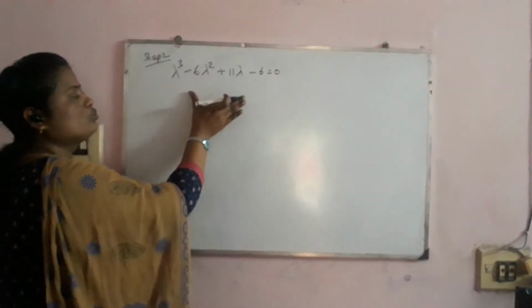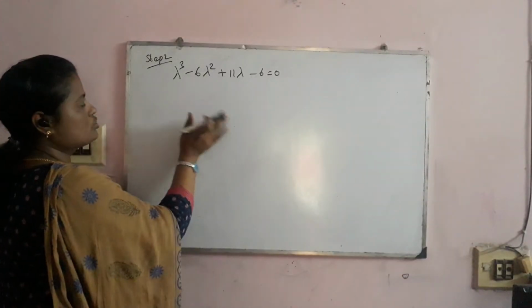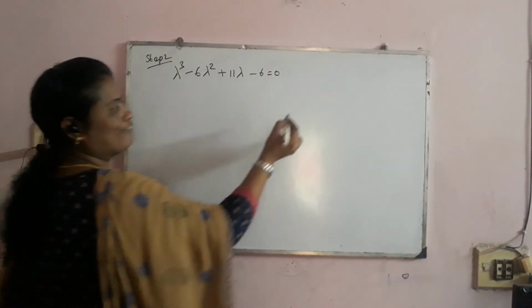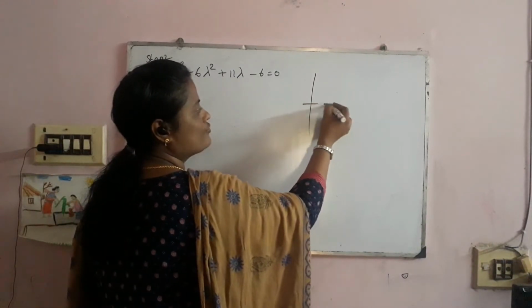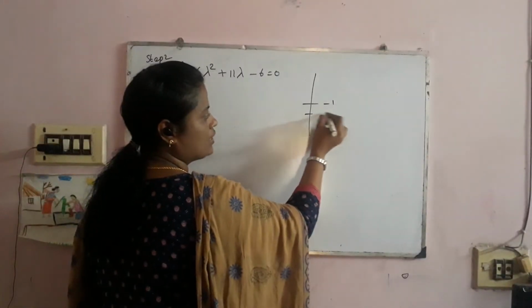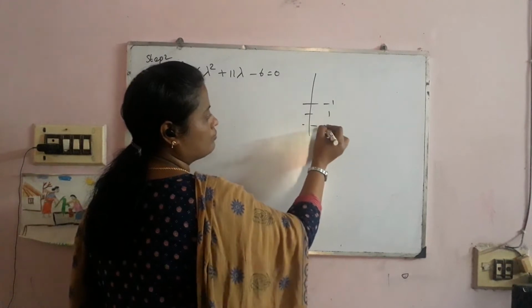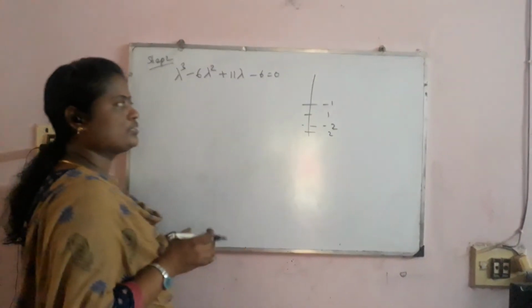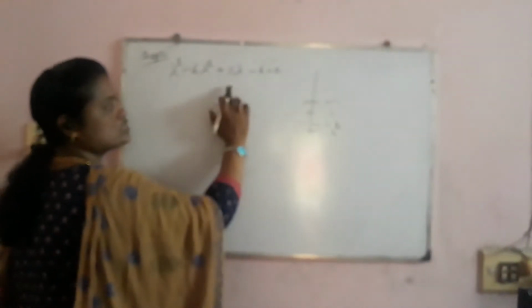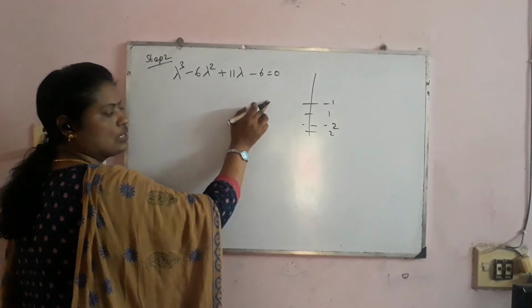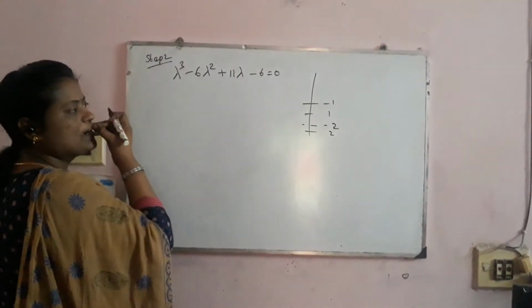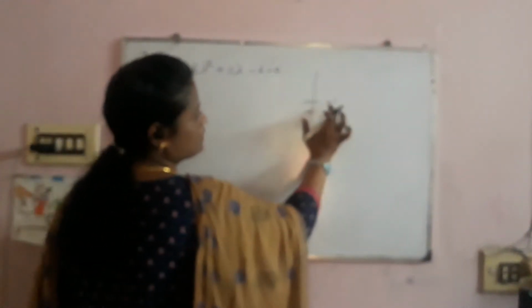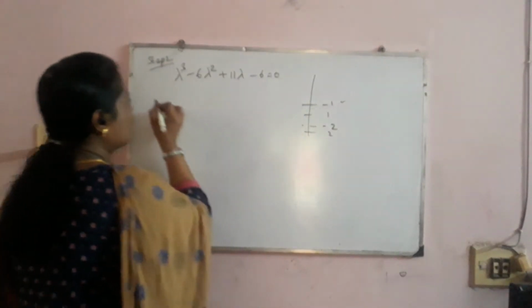So, here you have to go for the trial and error method. Trial and error method means you have to put a chart. First, you have to select -1, then +1, -2, +2. If lambda is equal to -1 and the equation gives 0 equal to 0, that is your first root. So, I am going to use the trial and error method. First, I am going to select lambda equal to -1.